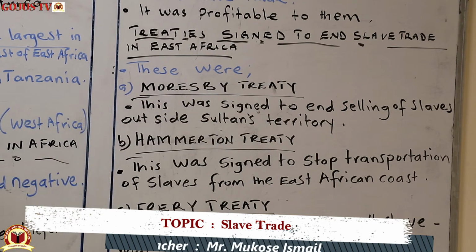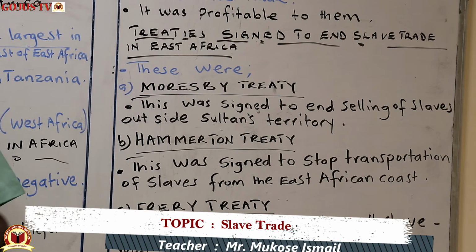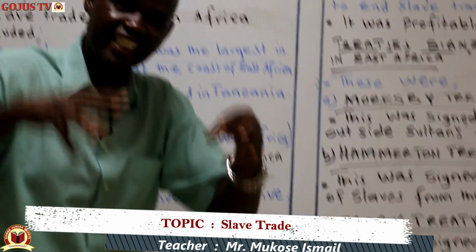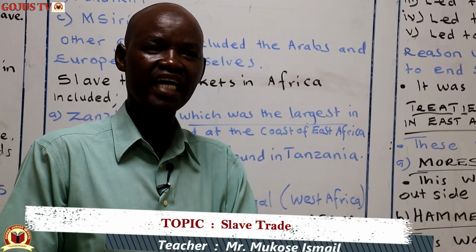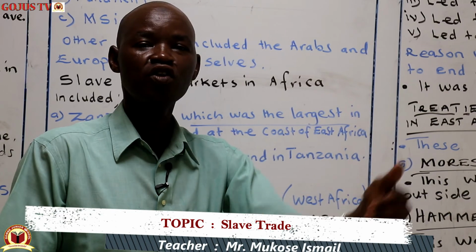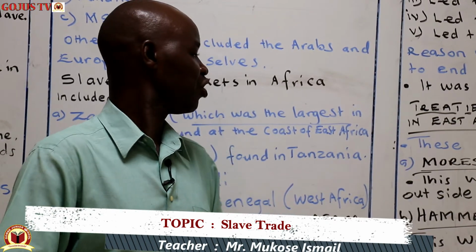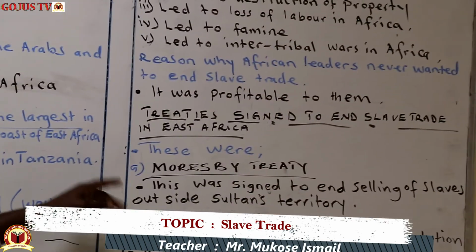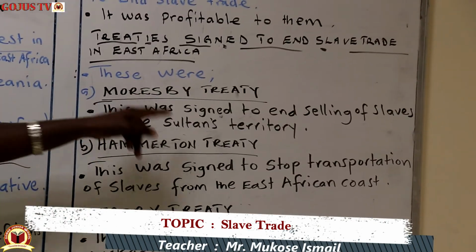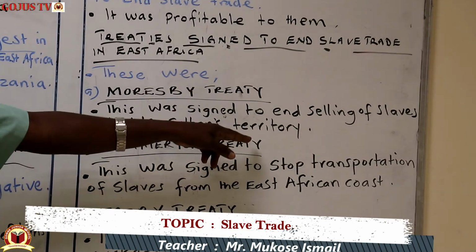Remember, when we looked at Zenji Empire, it was not an empire because each state had its own leader. So these foreigners had to move from state to state to sign agreements with those people to end slave trade. So this one was signed to end slave trade or selling of slaves outside the Sultanese territory.